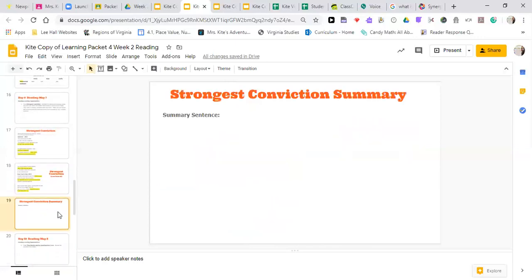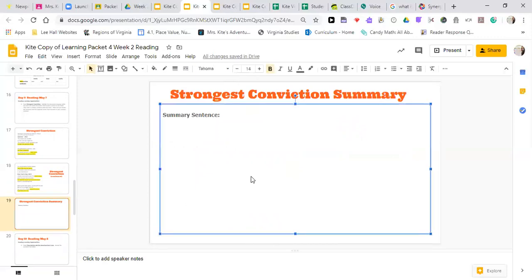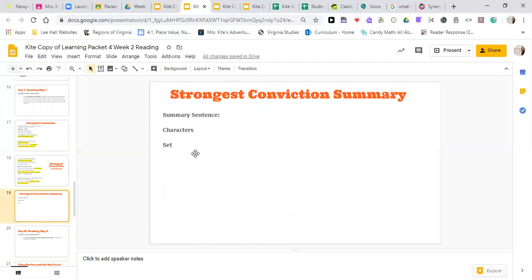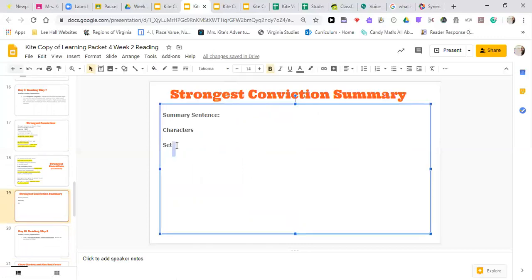So now let's talk about how we can turn that into a summary sentence. So I said earlier I wanted you to listen for 4 things. And let me see if this will work. All right. Those 4 things being characters, setting, conflict, and resolution. So I'm going to set up a sentence stem for you.